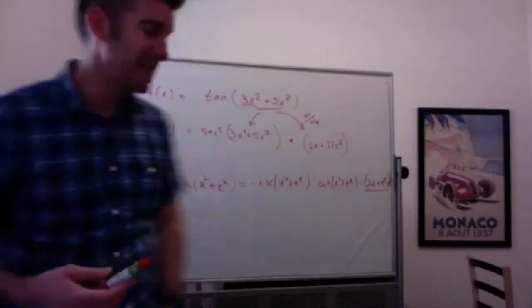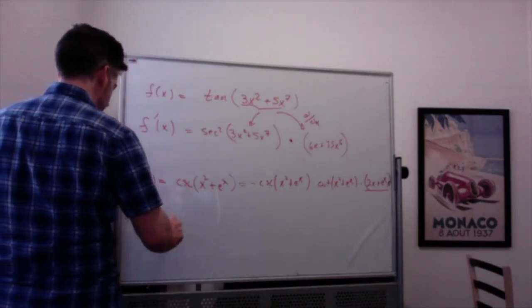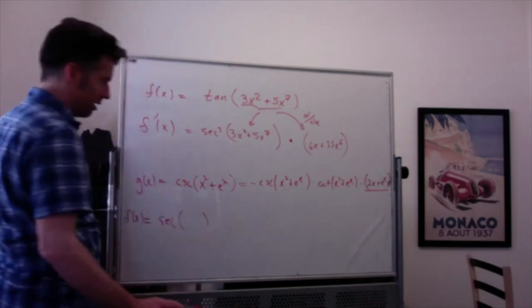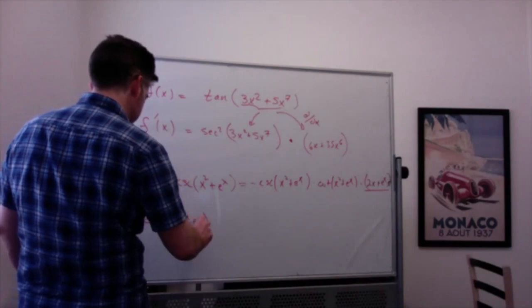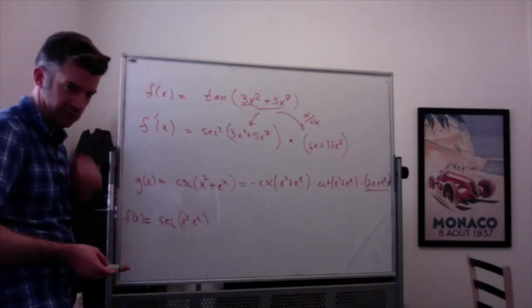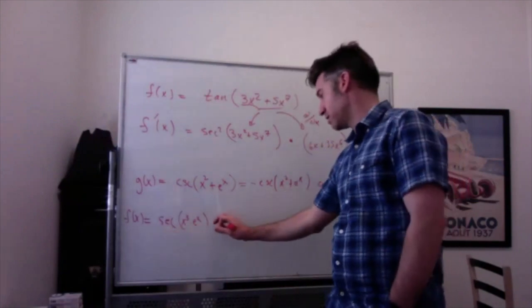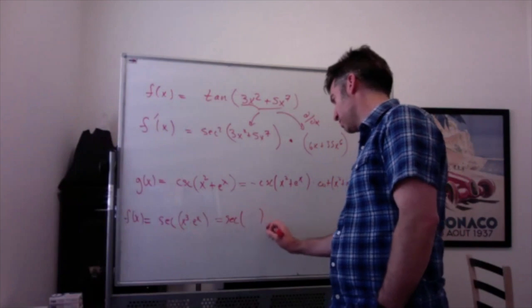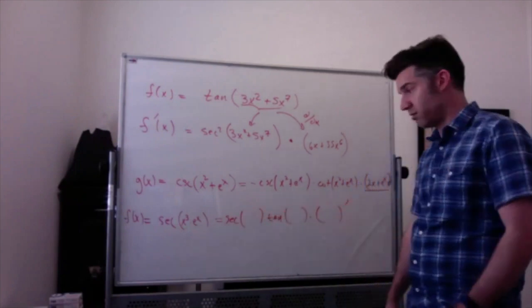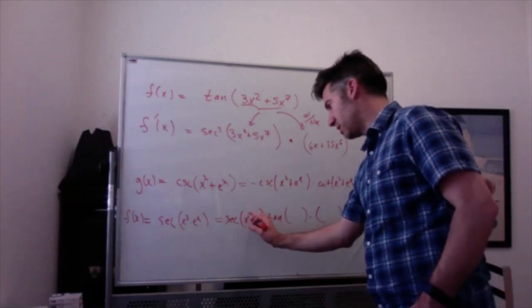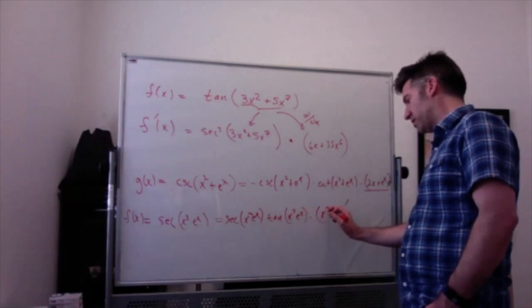Same is true if you have secant, right? If your function was f of x equal to secant of something funky, like secant of, I'm gonna make it tricky, x cubed times e to the x. Oh, I'm gonna use the product rule. Then the derivative of secant of that thing is secant of thing times tangent of thing times derivative of thing. So it's secant of x cubed e to the x times tangent of x cubed e to the x times the derivative of x cubed e to the x.